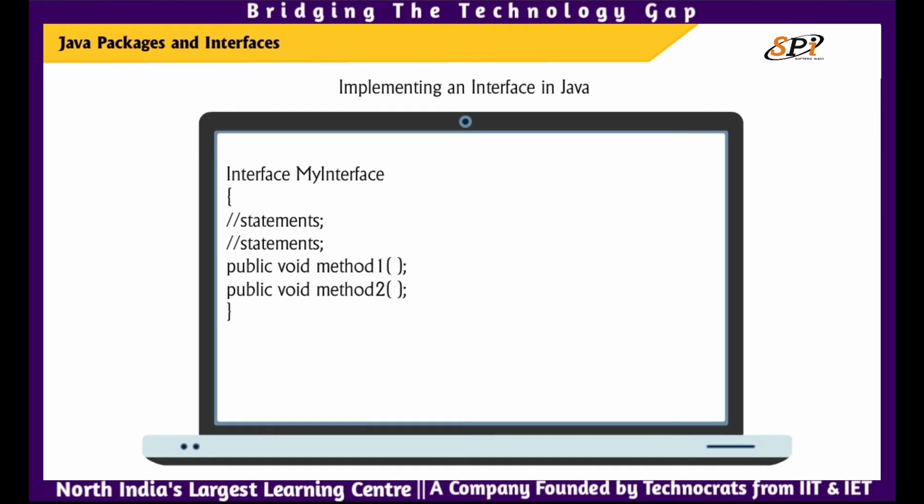An interface is referred to as a blueprint of the class. An interface has a syntax similar to that of a class, but it is not a class. An interface also uses methods and variables, but the methods declared in an interface are by default abstract methods, and the variables in an interface are public, static and final in nature by default.